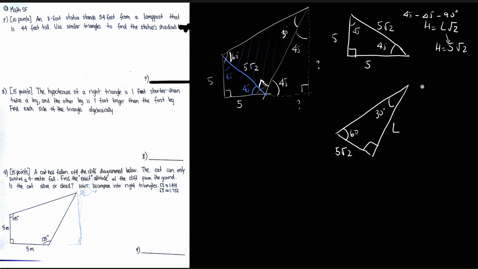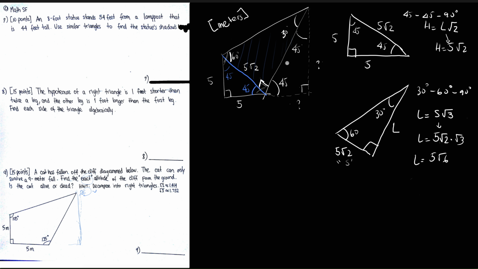Because in a 30, 60, 90 degree triangle, we're going to have a short side, a long side, and a hypotenuse. Recall that your long side is equal to the short side times root 3. Oh, and look, this one is the short side. So L should be equal to 5 root 2 times root 3. So L should be 5 root 6. And we're talking everything in meters, so you could just put an M there. So the long side is 5 root 6.